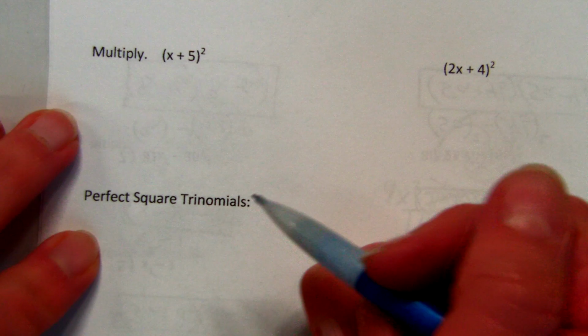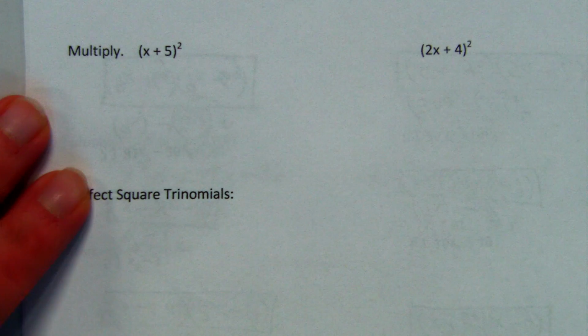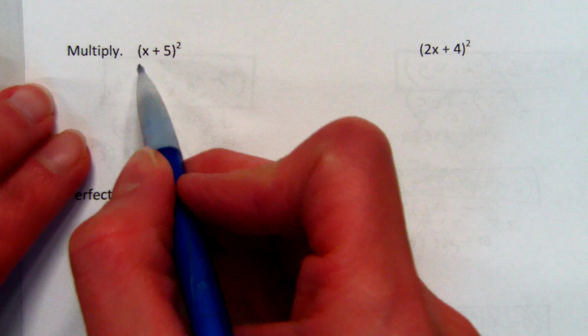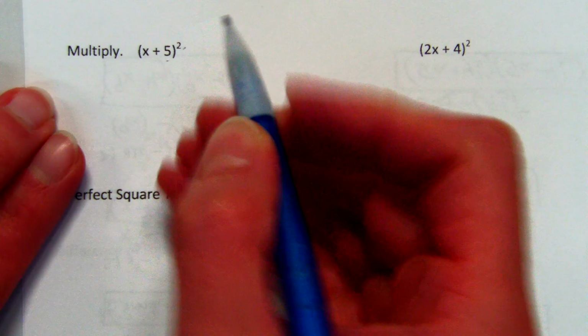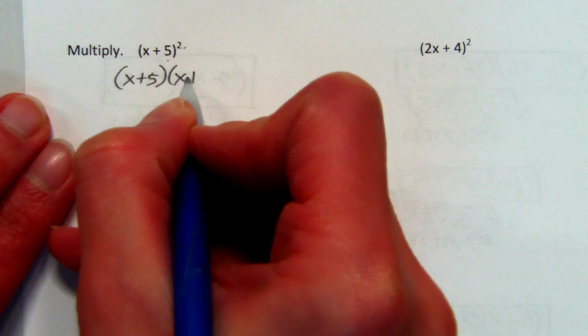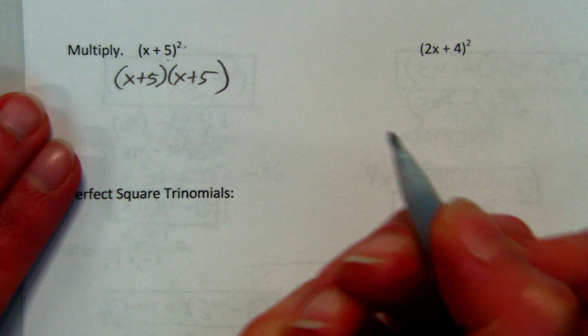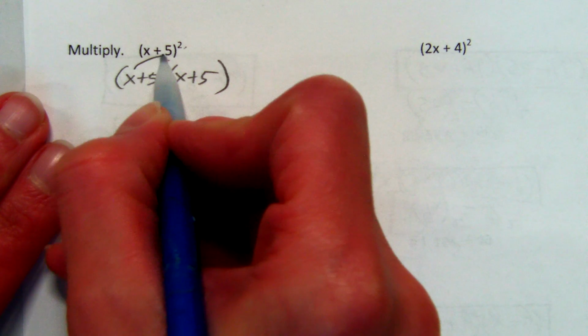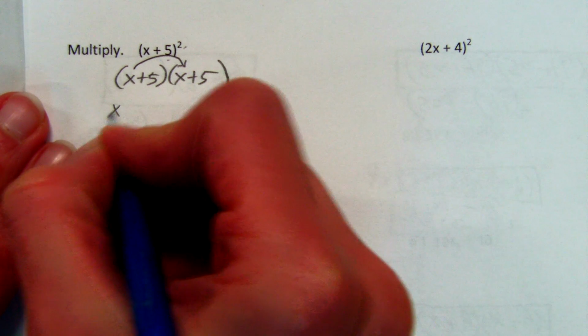Worst nightmares combined. So we're going to start the lesson on perfect square trinomials with multiplying. If you have a binomial with a squared out here, what that really means is take it times itself, and then you would have to multiply using our FOIL method. So x times x is x squared.